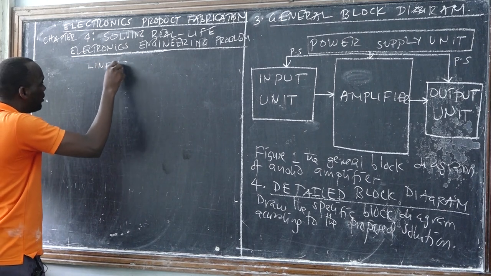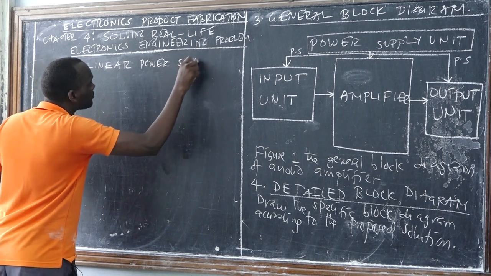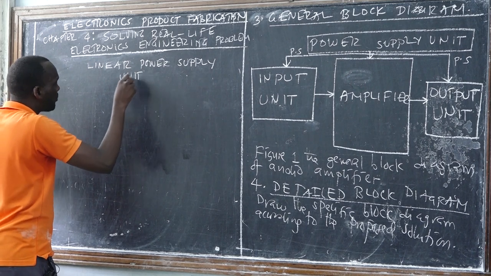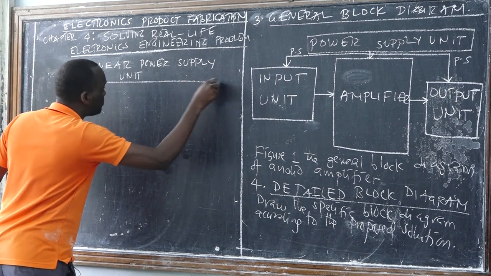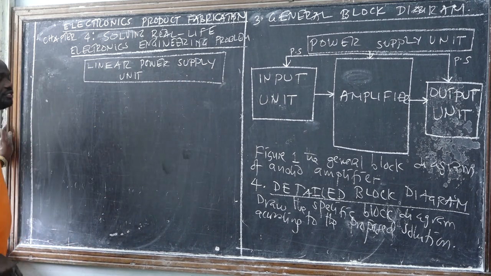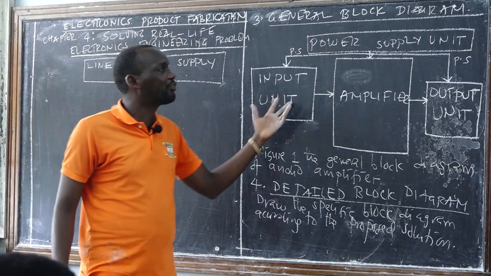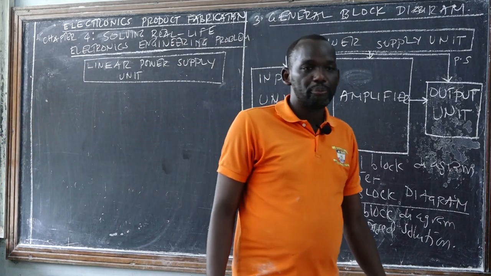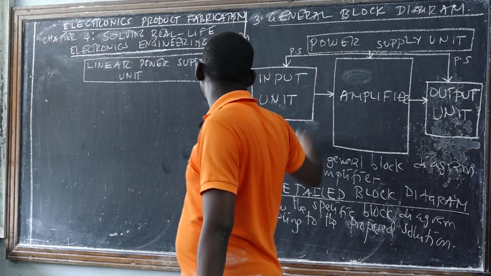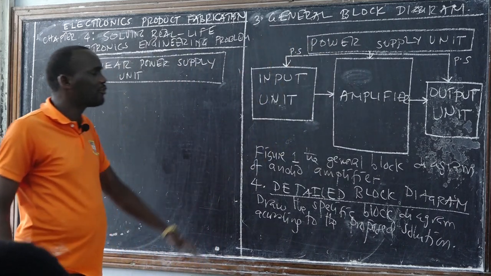This stuff is simple. Linear power supply unit. I'm specific now. Say linear power supply unit. Writing linear power supply unit is completely different from power supply unit, because I can use a DC power supply unit. I can use a solar power supply unit. So I have different options here.